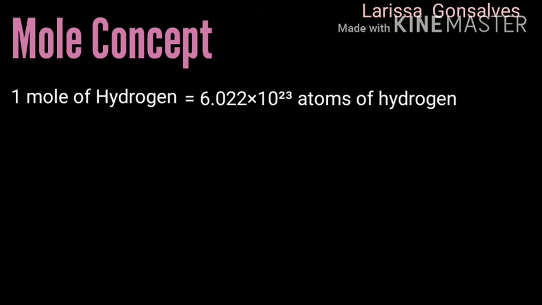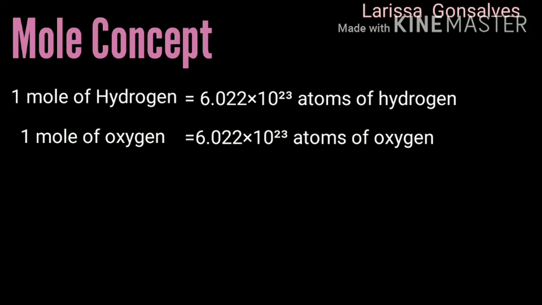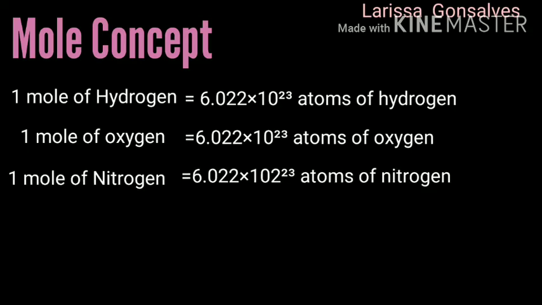If I tell you I need 1 mole of hydrogen, so how many hydrogen atoms it is going to have? It is going to have 6.022 into 10 raised to 23 atoms. Suppose if I tell you I want 1 mole of oxygen, then it is going to have 6.022 into 10 raised to 23 atoms. Similarly, if I want 1 mole of nitrogen, it is going to have 6.022 into 10 raised to 23 atoms. But is it possible that mass of all these 3 atoms, that is hydrogen, oxygen and nitrogen, is going to be similar?